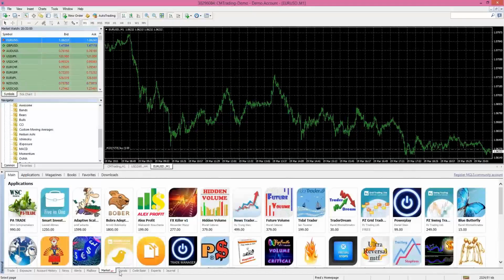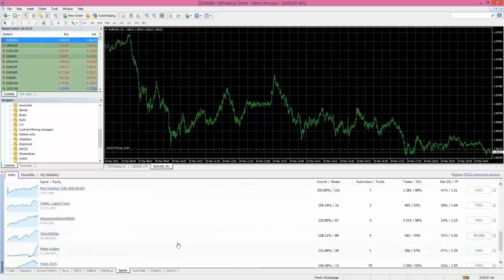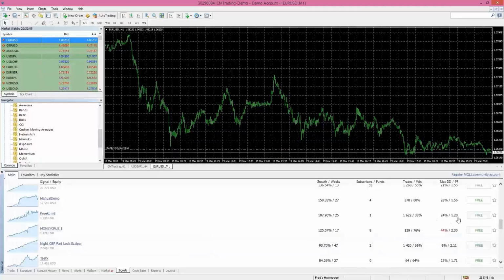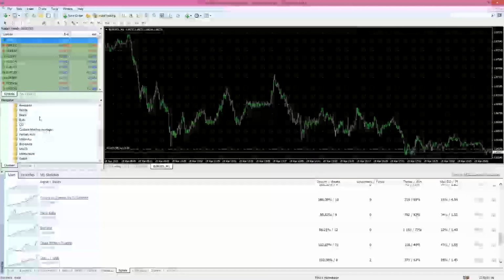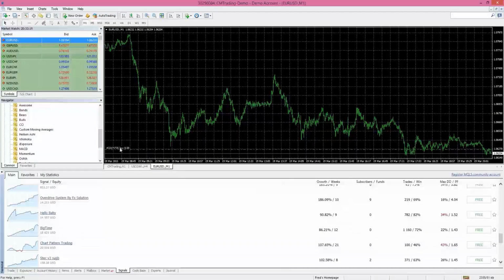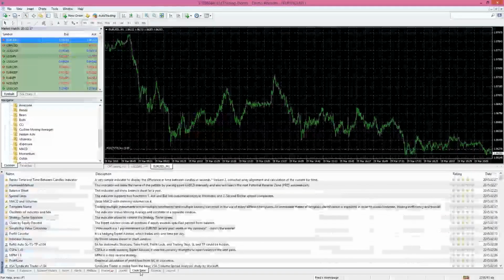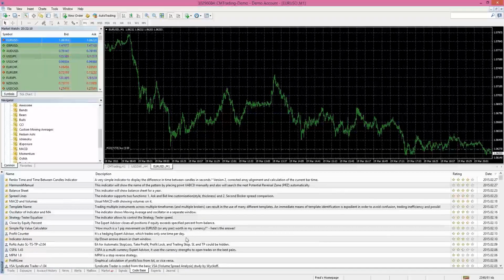This is new. This is actually a new feature. And this is also new. This is signals that you can actually subscribe to, and see how these guys are doing and how much money they're making altogether, and add them onto your navigator as an indicator for you to trade based on somebody else's hard work.